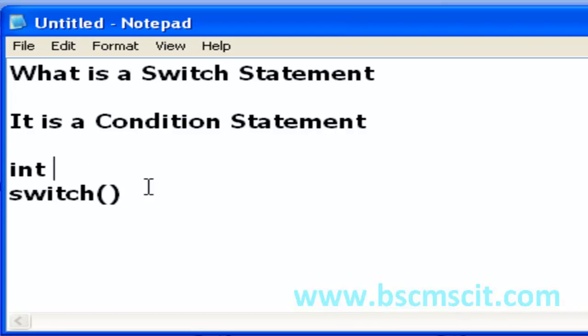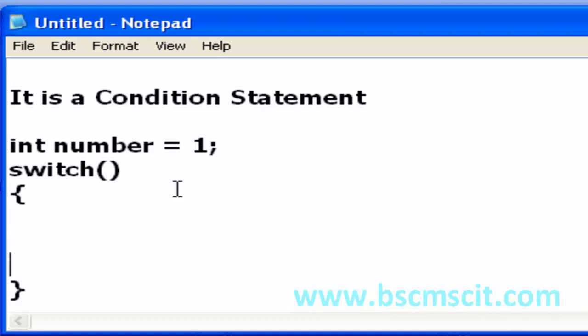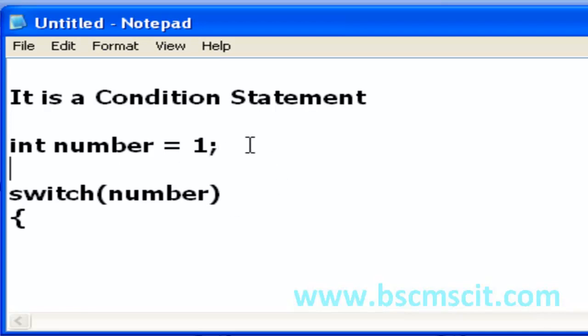Let me declare the variable here. int number is equal to 1. This is a simple example. You need to open up the switch body. For that you need to use the curly braces here, open and close. Now I'm going to write the expression first, that is number. I'm going to pass the variable number here.